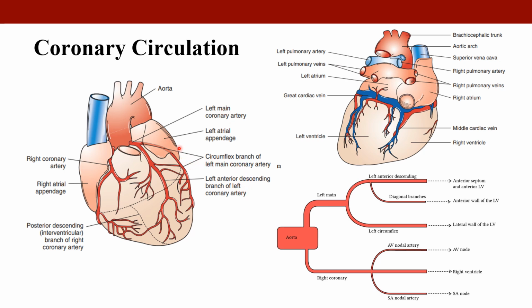1. Right coronary artery, RCA, supplies the right atrium, right ventricle, and a portion of the left ventricle. Branches include the right marginal artery and the posterior descending artery, PDA. 2. Left coronary artery, LCA, divides into the left anterior descending, LAD artery, which supplies the anterior portion of the left ventricle, the interventricular septum, and the apex of the heart. Circumflex, CX artery, supplies the lateral and posterior walls of the left ventricle and the left atrium.